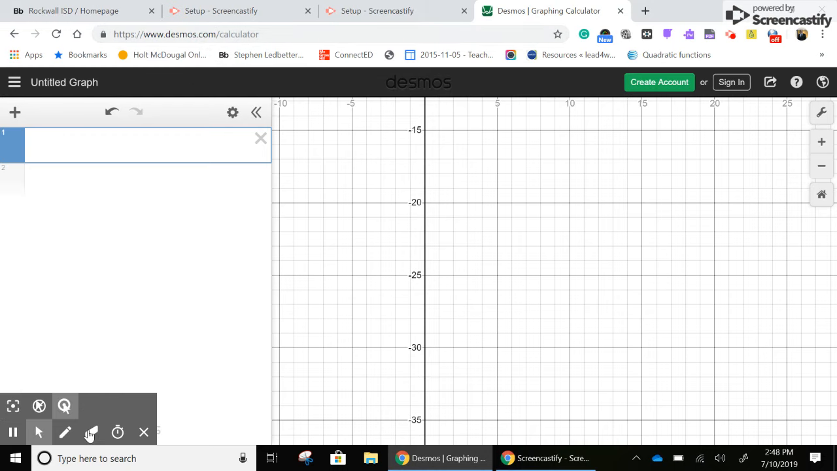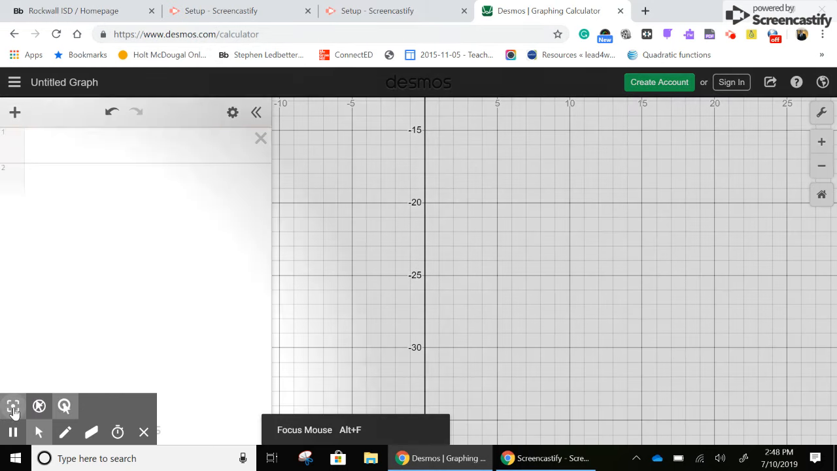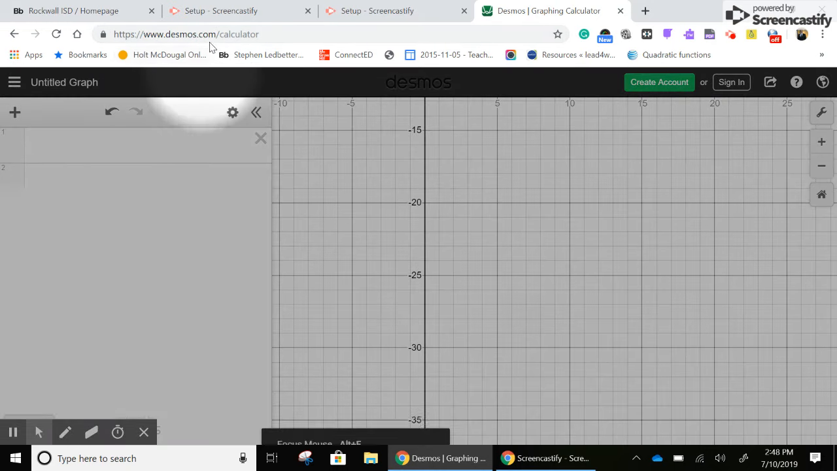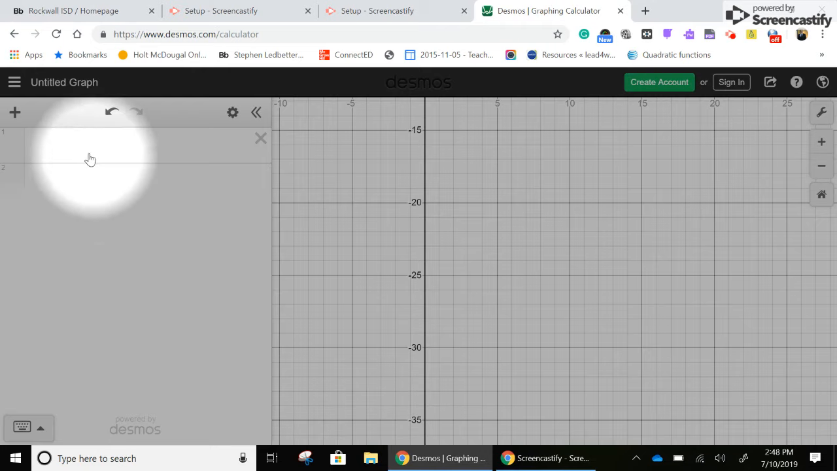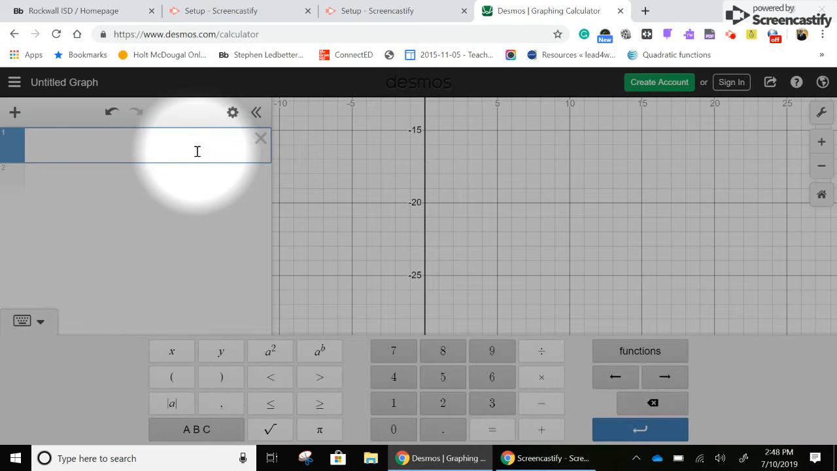Right here is where it's good up here. We're going to put an equation in this area right here. I'm going to type in an equation. Let's say that I'm going to use the one I used in the graphing calculator.